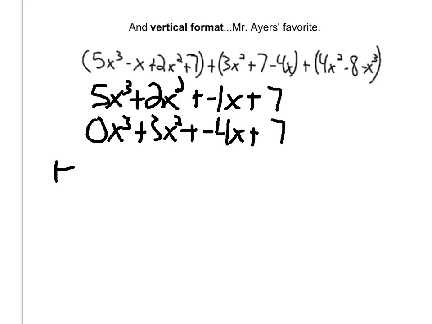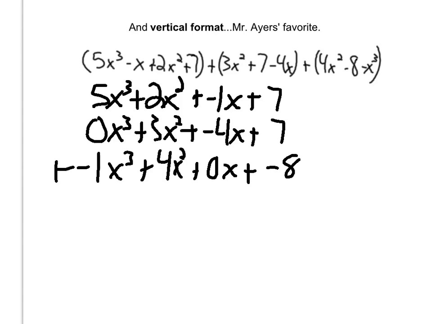Then at the very end we're going to add on a negative 1x cubed right there, plus 4x squared, plus we have 0 x's up there, plus negative 8. And we're just going to add the columns all together.